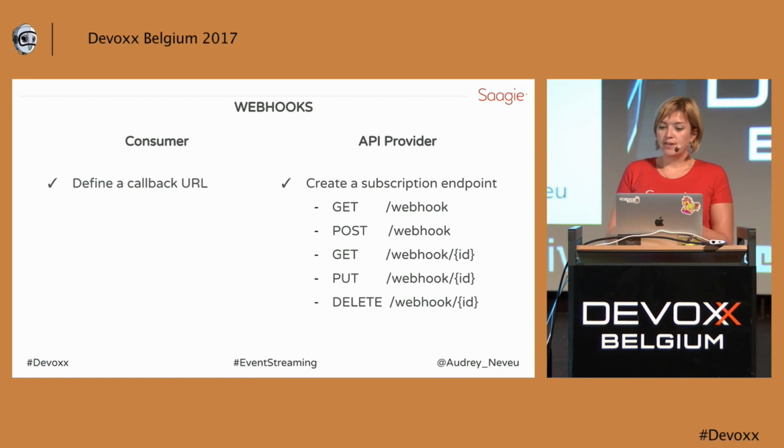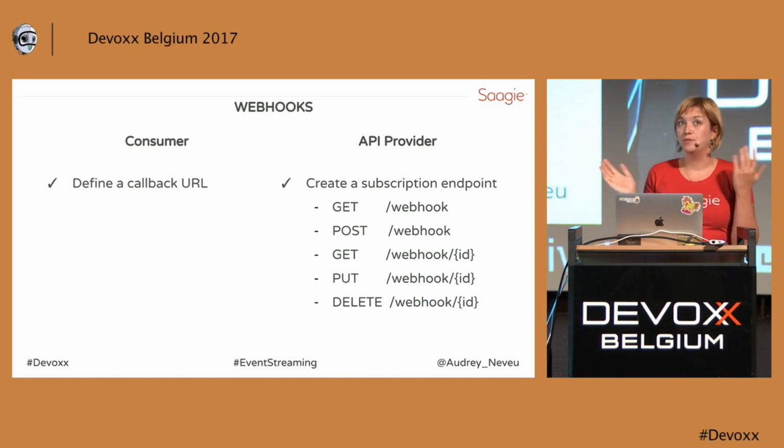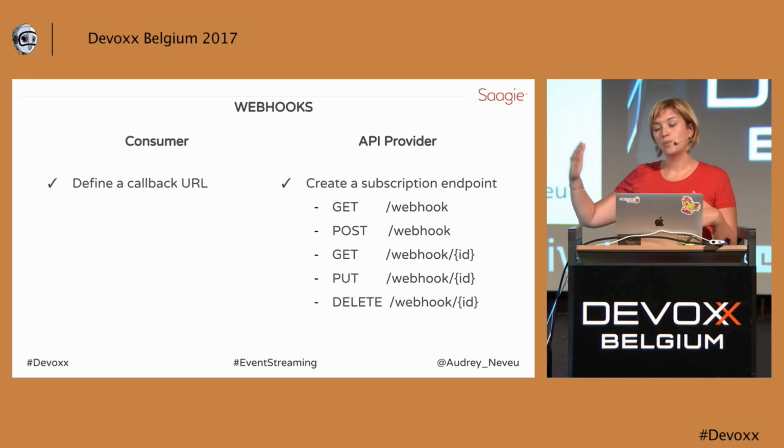And as an API provider, you get to first create a subscription endpoint, ideally with 2 resources, but remember, there is no specification, so up to you to do it the way you want. So basically, it would be really nice to have those 2 resources, the /webhook, which will be used with a GET method to retrieve all webhooks available, and with a POST method to create a subscription.